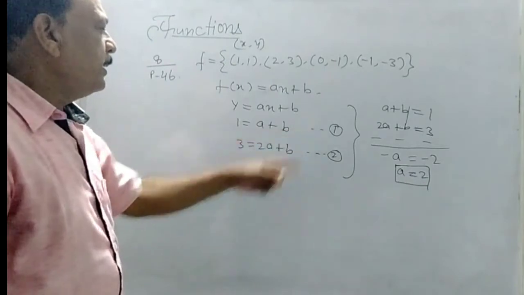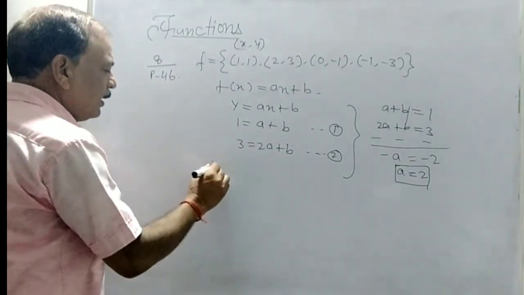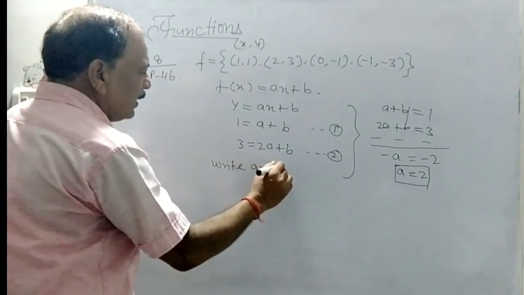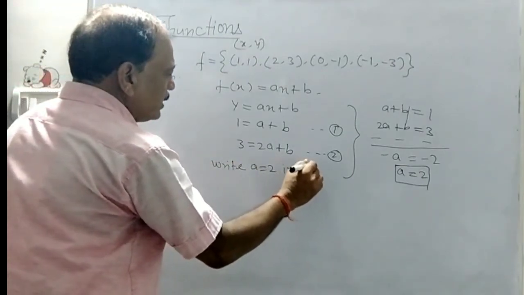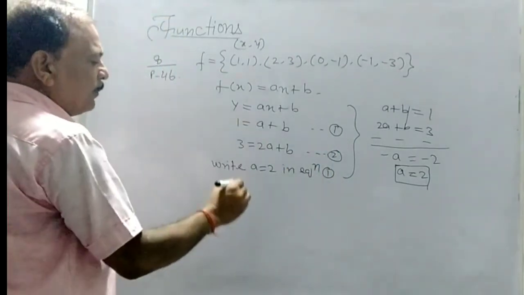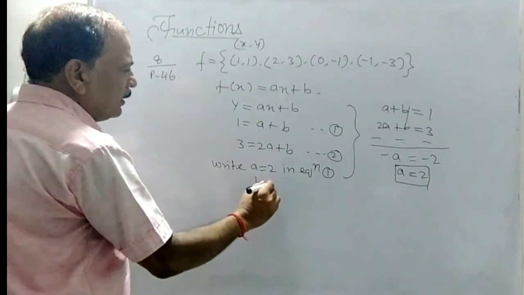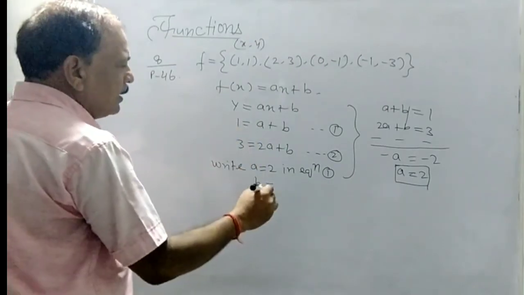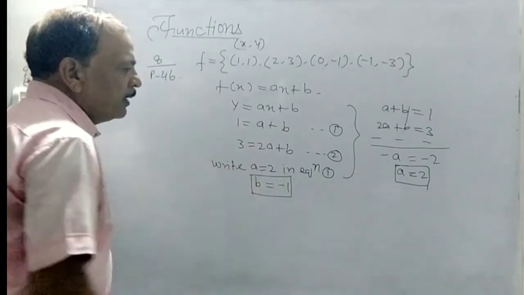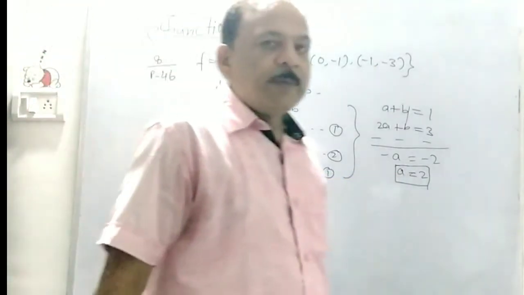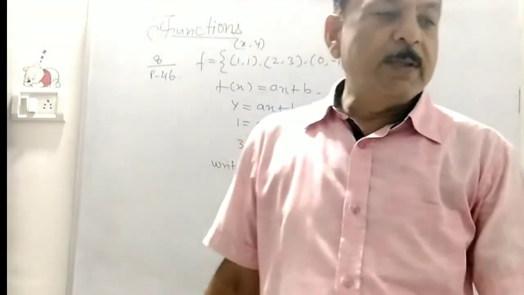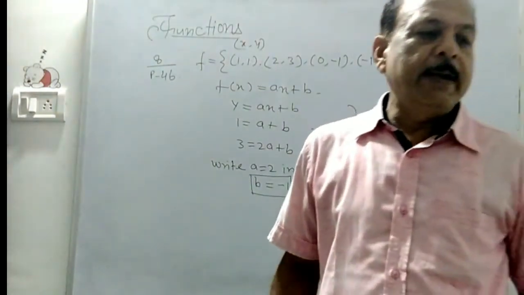Write a equal to 2 in equation 1. If you write a is 2, then you get what? b is minus 1. You get a equal to 2 and b equal to minus 1. So this will be the question number 8.